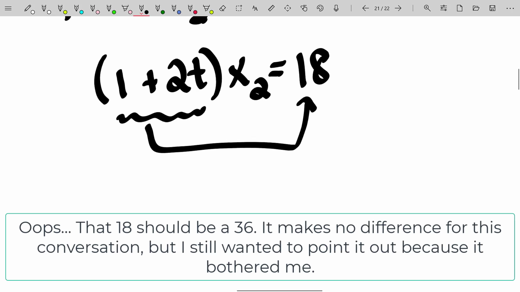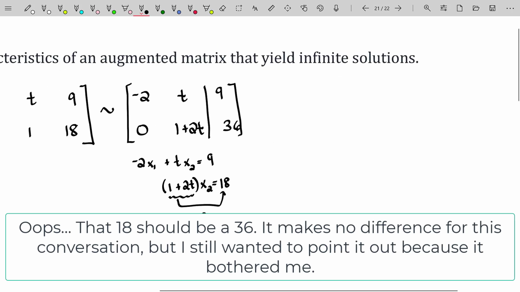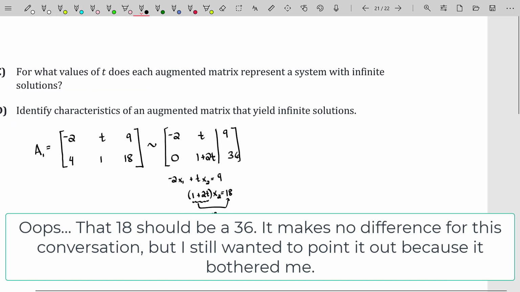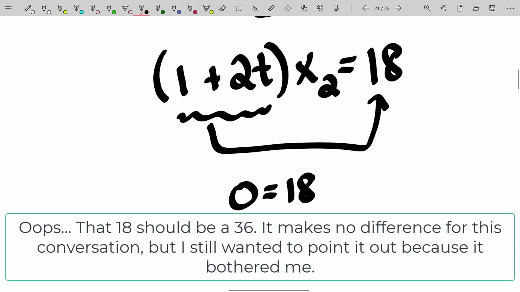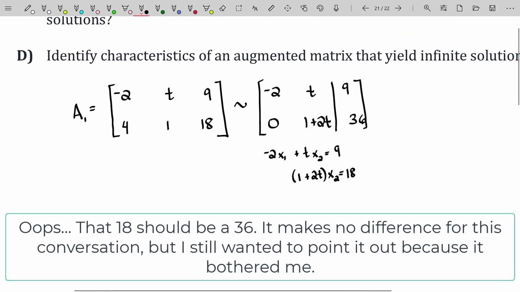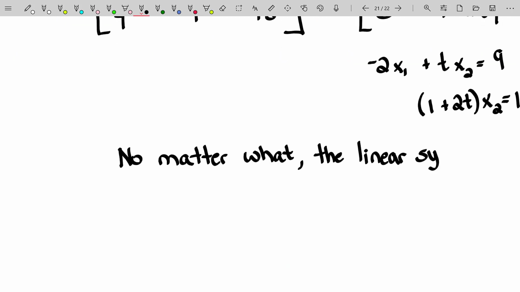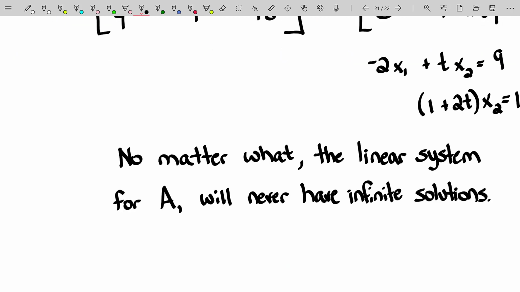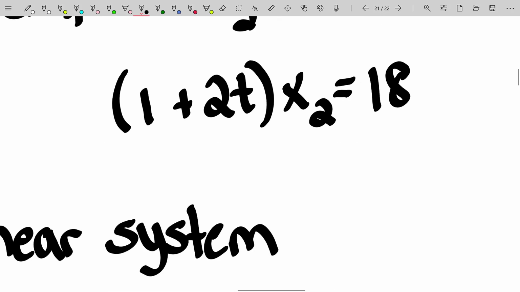If you think about it, there's only two options. Either x sub 2 has a non-zero coefficient or x sub 2 has a 0 coefficient. If x sub 2 had a 0 coefficient, you'd have 0 is equal to 18. There'd be no solution. And that's not what we're looking for. We want an infinite number of solutions. If x sub 2's coefficient was non-zero, we'd have one solution. So there's no choice of t here that will give us an infinite number of solutions. I'll just say it this way. No matter what, the linear system for a sub 1 will never have an infinite number of solutions because we cannot completely zero out that bottom row.